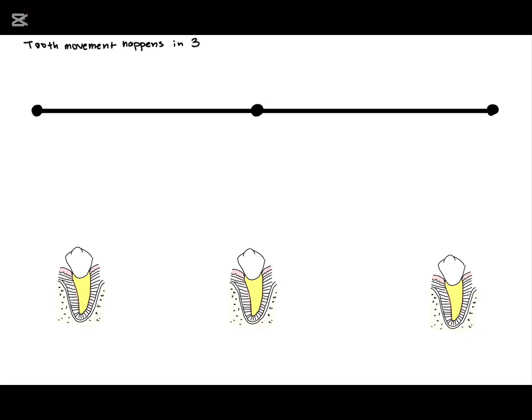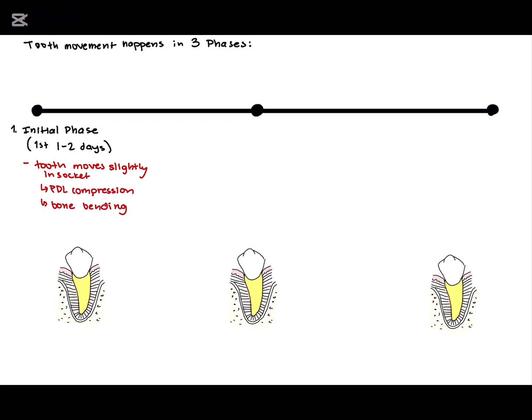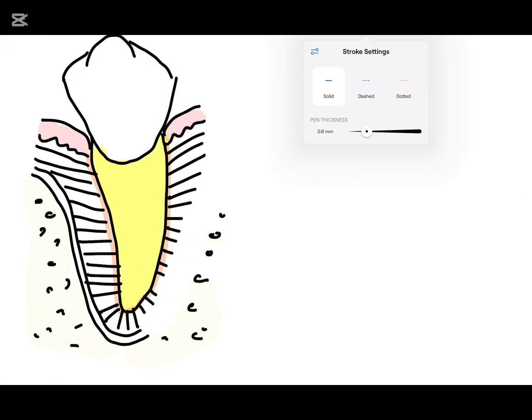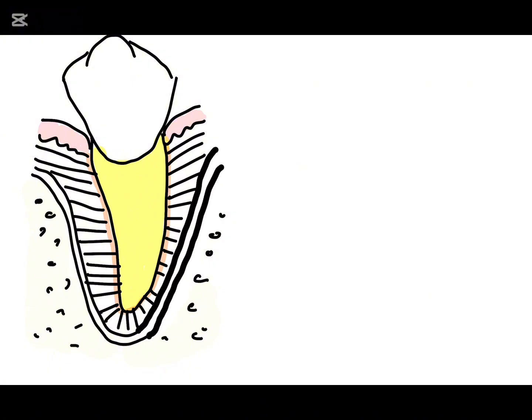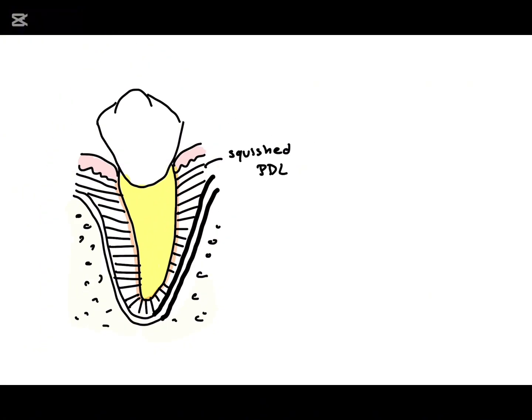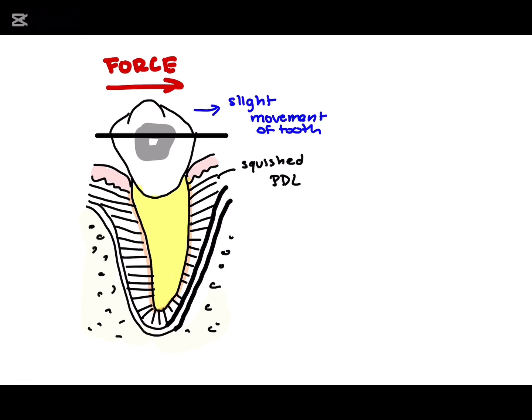Tooth movement happens in 3 biological phases. The first phase is the initial phase, which happens in the first 1 to 2 days. Here, the tooth will move slightly in its socket from PDL compression and bone bending. And you can see here that when the tooth is moving in the same direction due to the force, the tooth will move slightly in its socket, the PDL will be squished, and there will be bone bending.